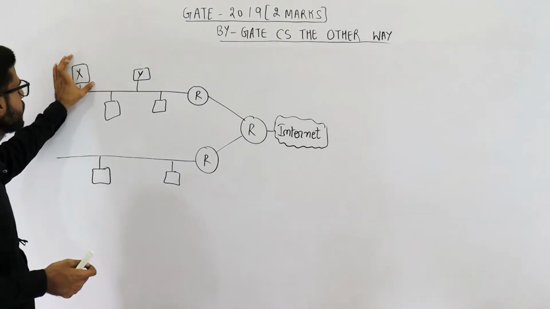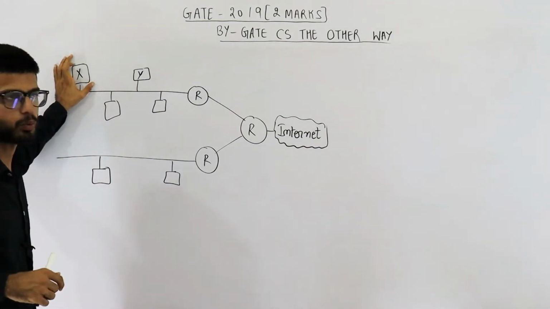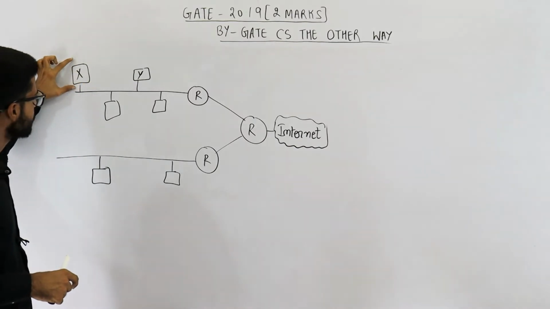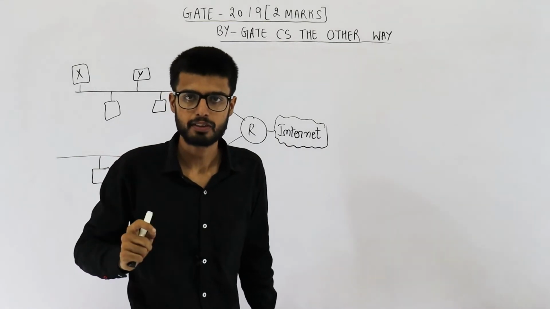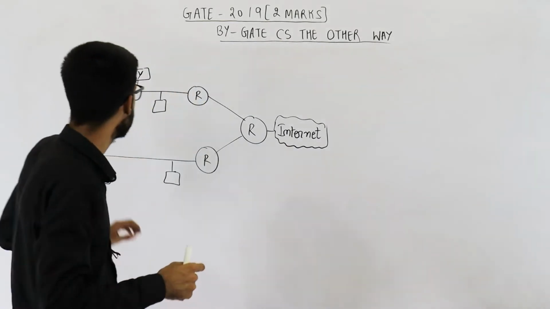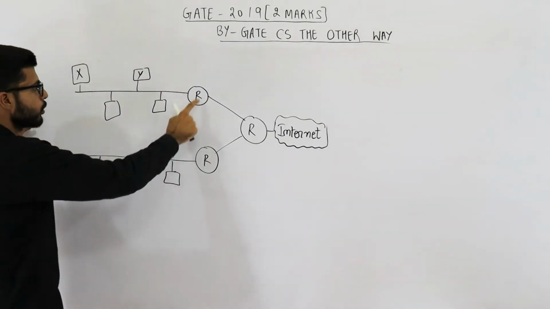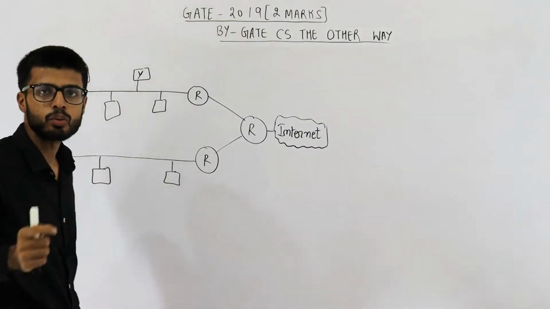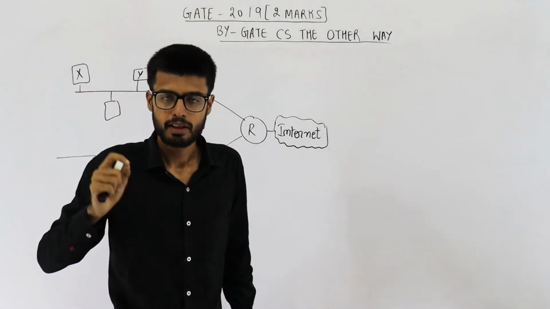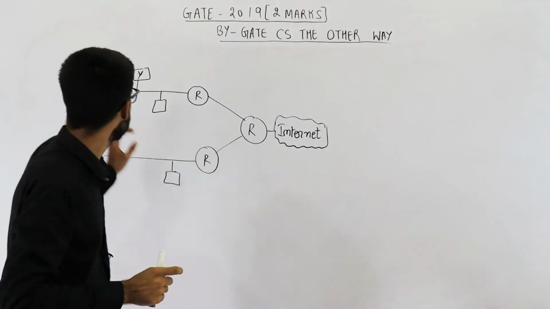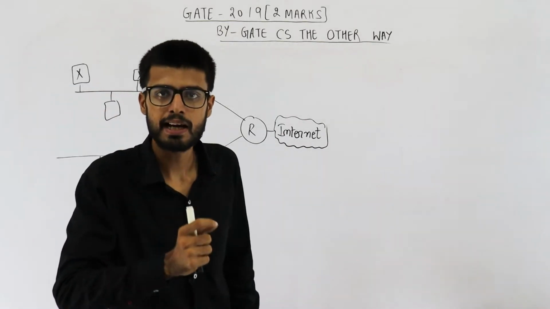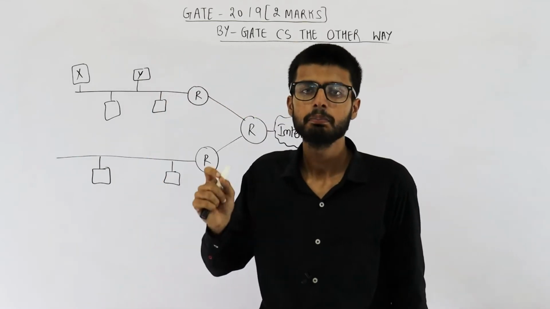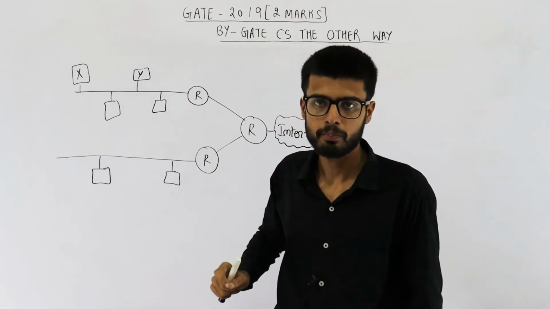X will actually broadcast an ARP request. That means X will fill F in the MAC address part, that is the broadcast address. So each and every node in this network is going to get an ARP request. In that ARP message, X will be saying there is some machine whose IP address is so and so. Please reply back with your MAC address.